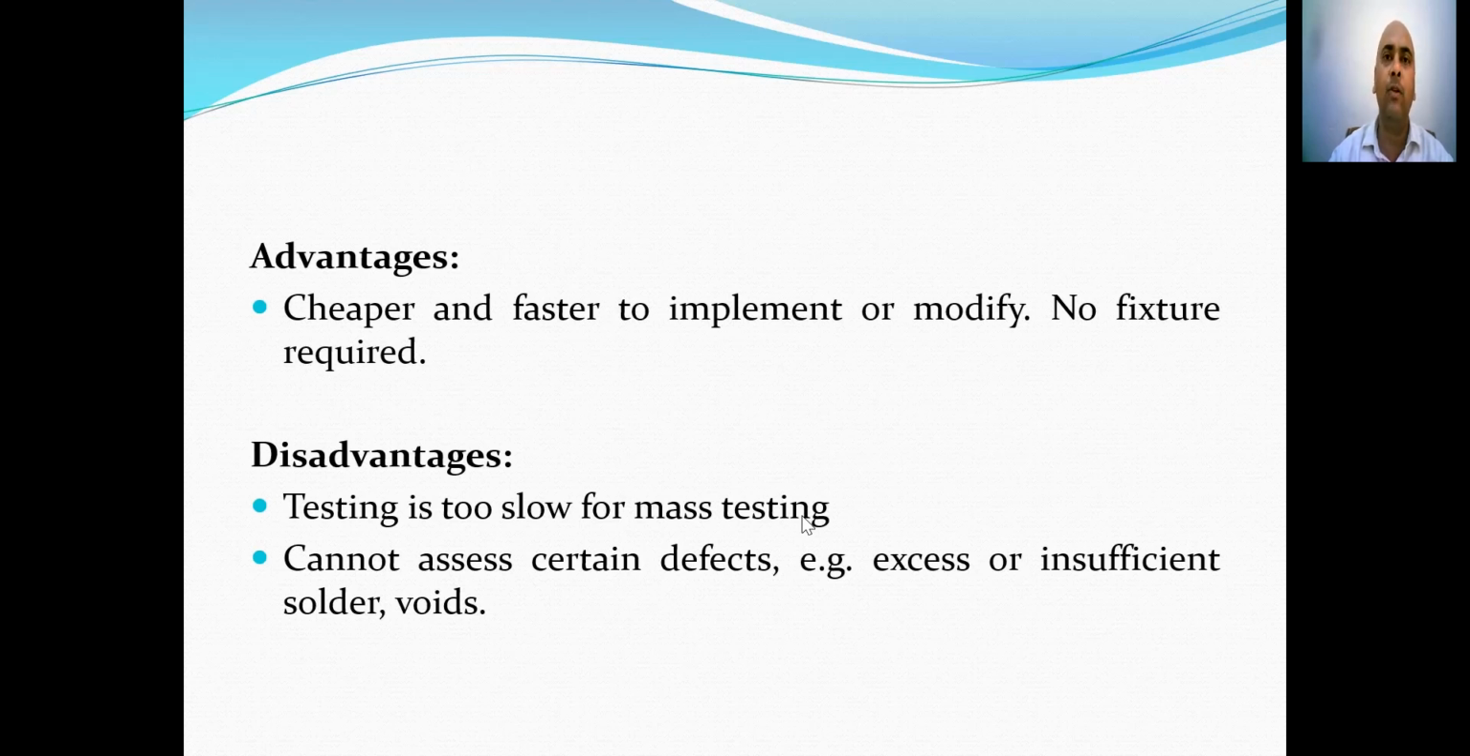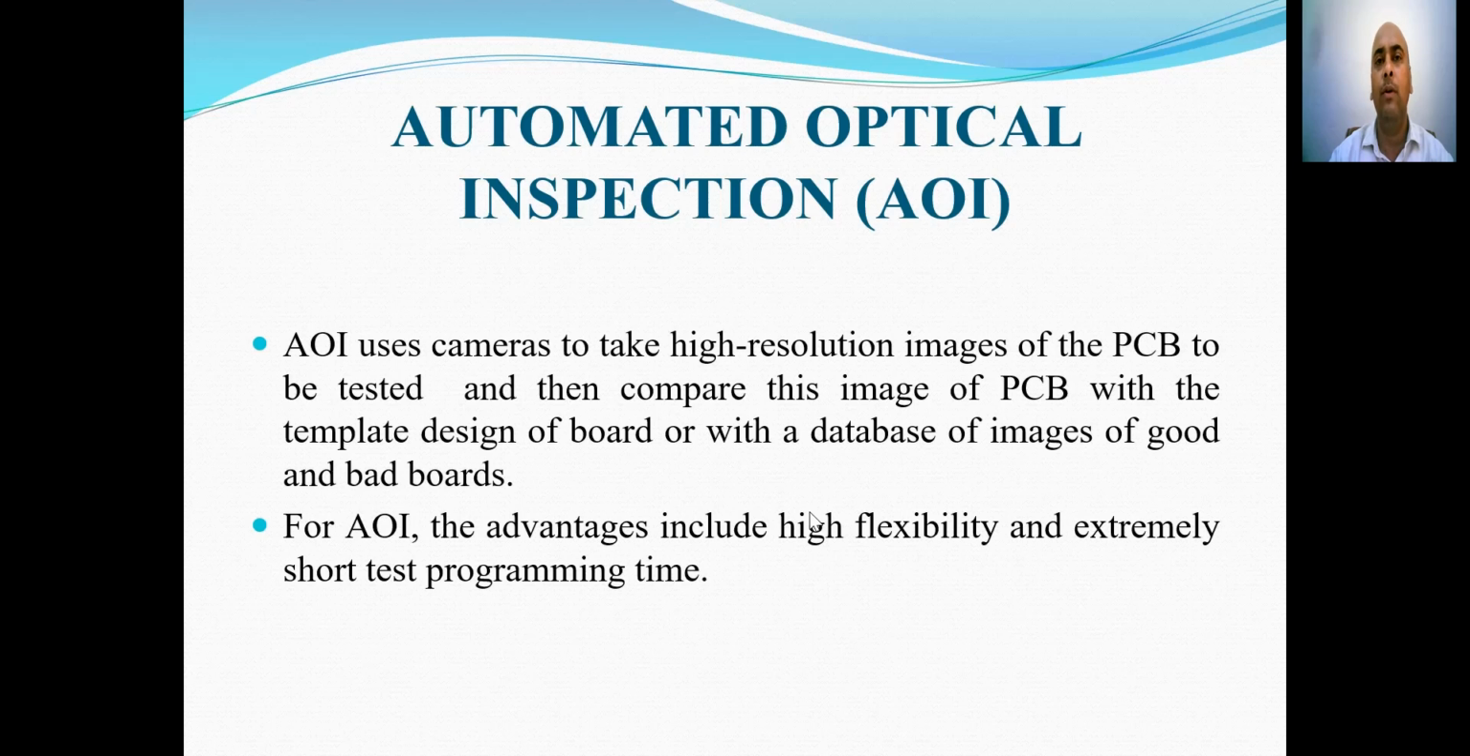The disadvantages of this technique include, first, that testing is too slow for mass testing. Second, it cannot access certain defects, for example, excess or insufficient solder or voids. So, in order to overcome the shortcomings of these methods, we can use the automated optical inspection method.